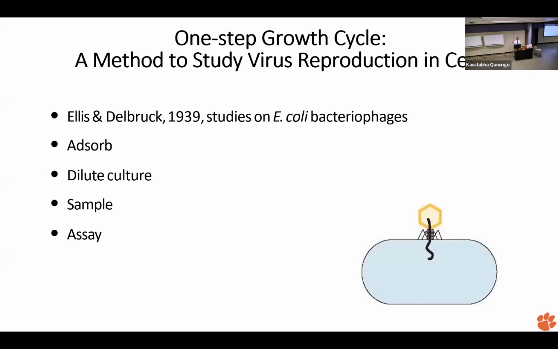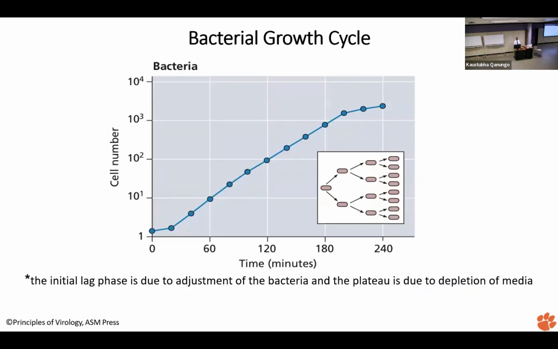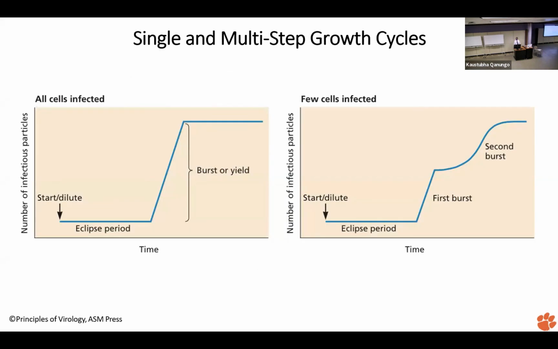The experiment is described in detail in your notes. They added these viruses to absorb onto the bacteria, then removed the unabsorbed virus, diluted the culture immediately, and took samples at time points to assay the amount of virus. We have talked about the typical bacterial growth cycle. They did not find this. Instead, as we already talked about, they found that after dilution the virus actually disappears for some time. This is called the eclipse period.